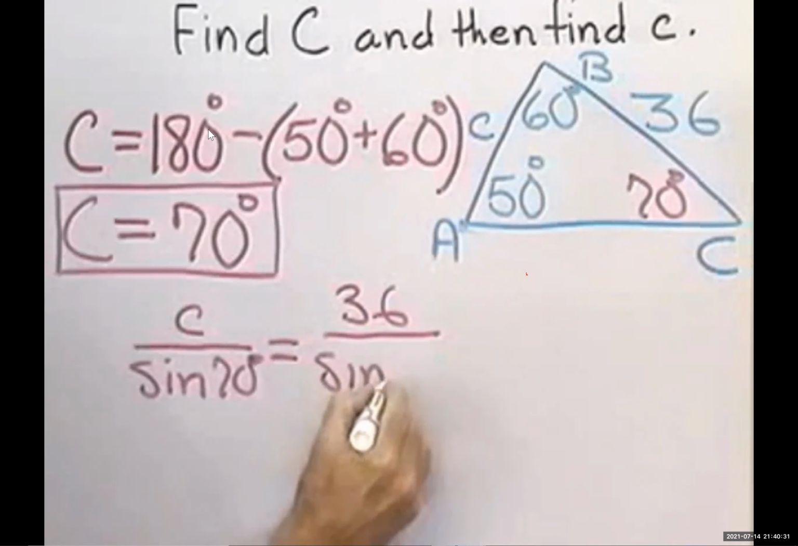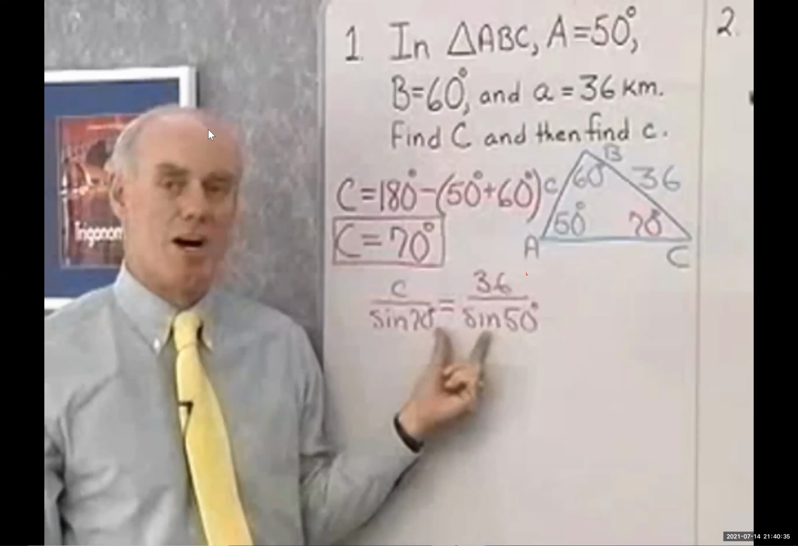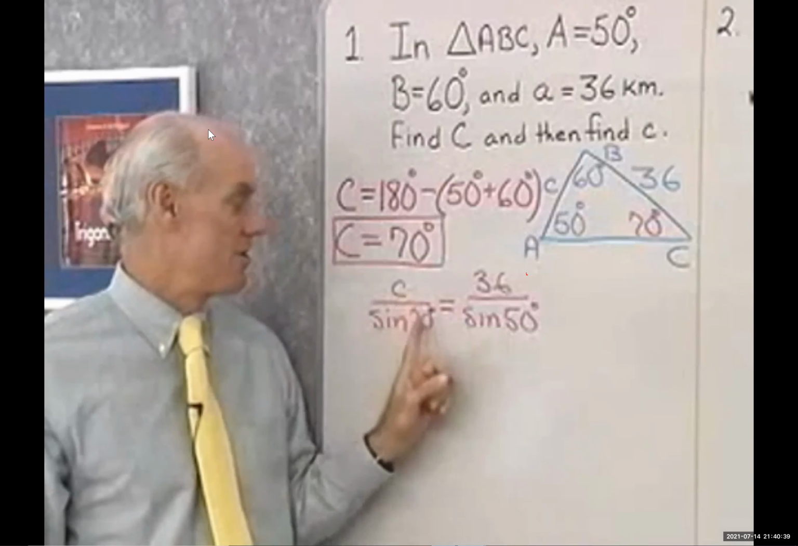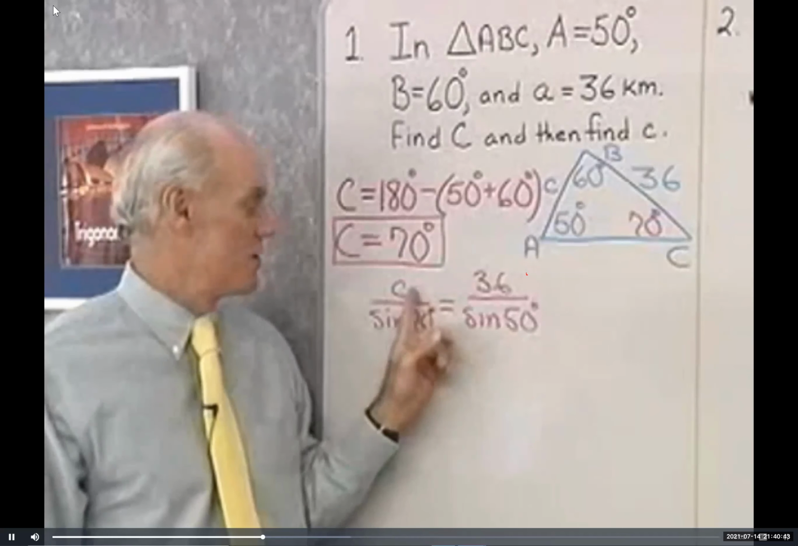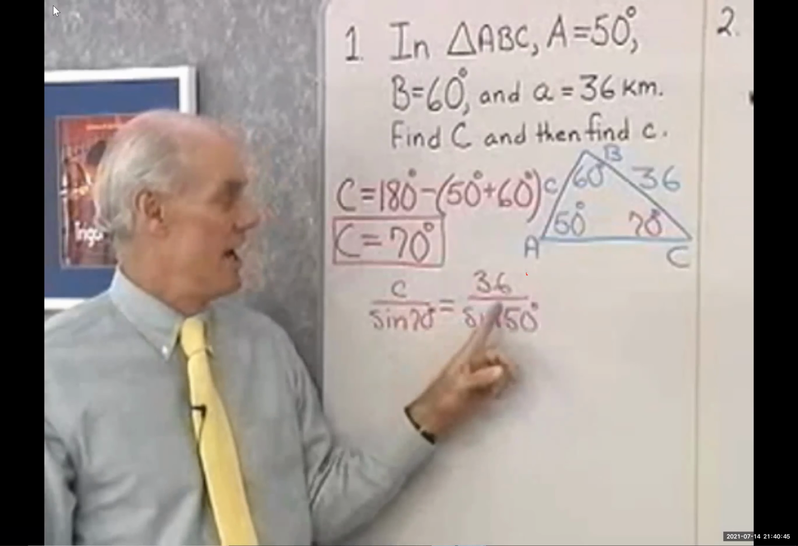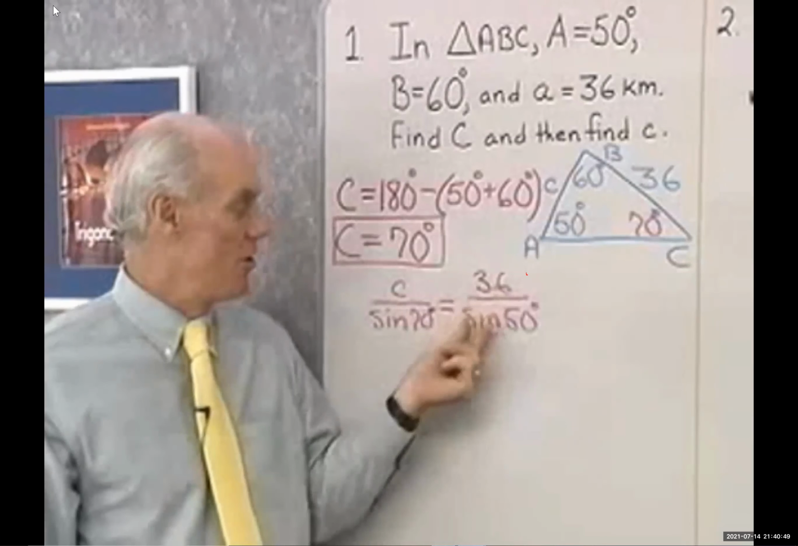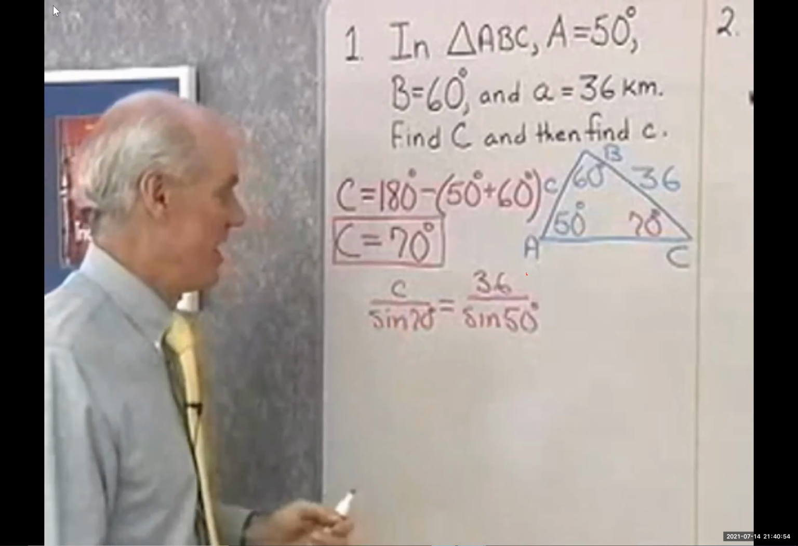36 is to the sine of 50 degrees. Now that is what we call the law of sines. And the law of sines says that the ratio of any side to the sine of the angle opposite is constant in any triangle. So C is to the sine of C as A is to the sine of A. So I have this ratio filled in right here with three of the things known and one unknown. It's very easy to solve for the unknown.